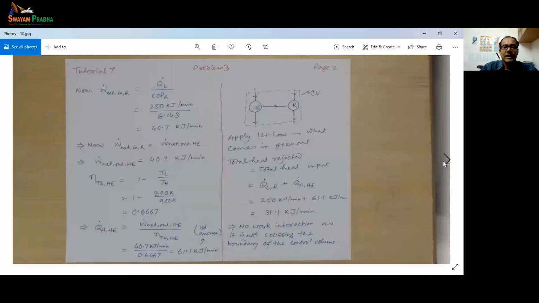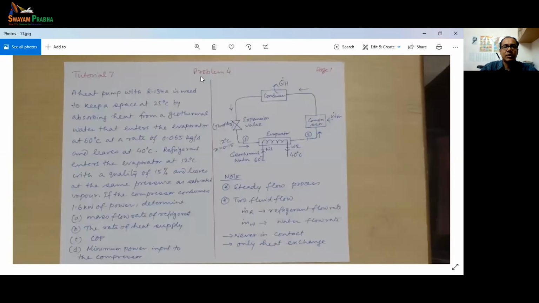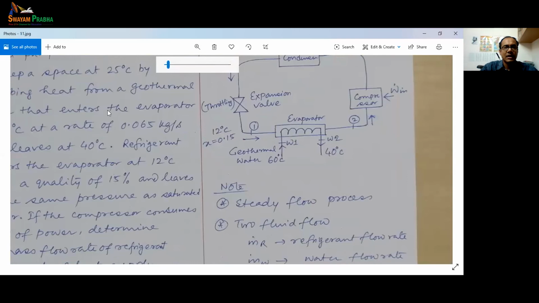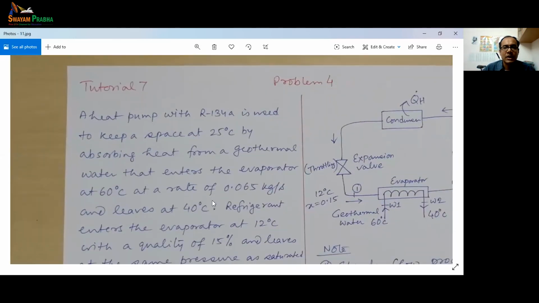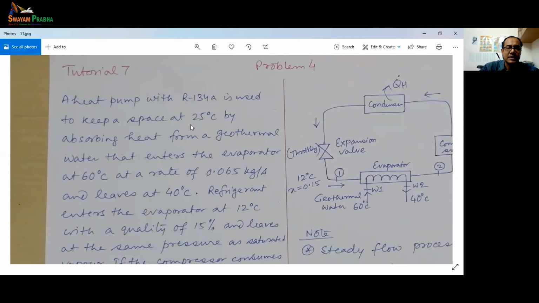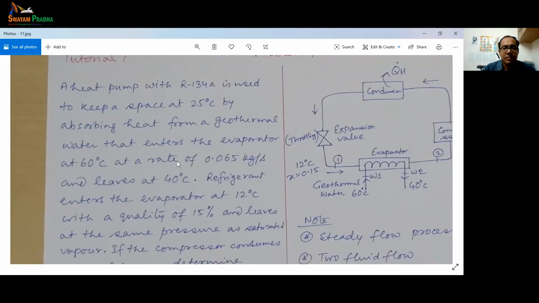Okay, so let us go to the next problem, which is again from chapter 6, and now we will talk about a heat pump. This is not a Carnot heat pump but a real heat pump. Okay, so a heat pump with R134A is used to keep a space at 25 degrees centigrade by absorbing heat from a geothermal water.